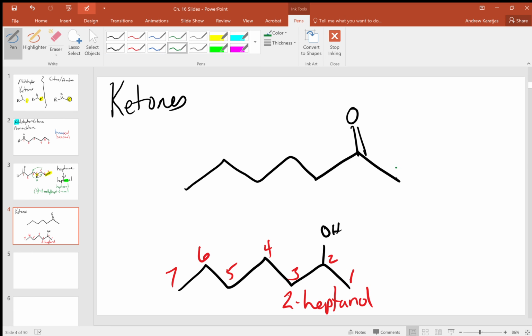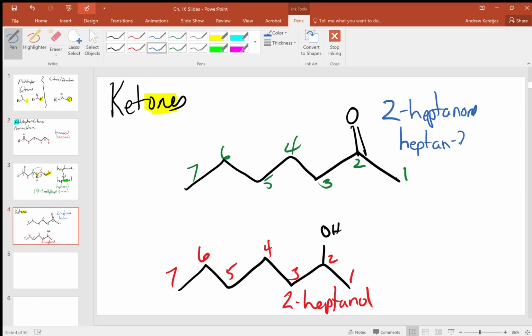Well, the ketone is going to be the same thing. The only difference is the ending. And what's the ending for a ketone? Well, we find it right in the term ONE. And so this is 2-heptanone. Or as we've seen in the past, we can put the number in the middle of the name, giving us heptan-2-one.